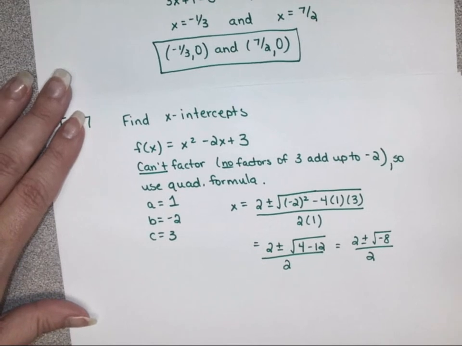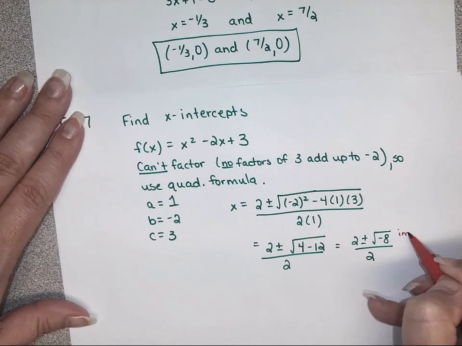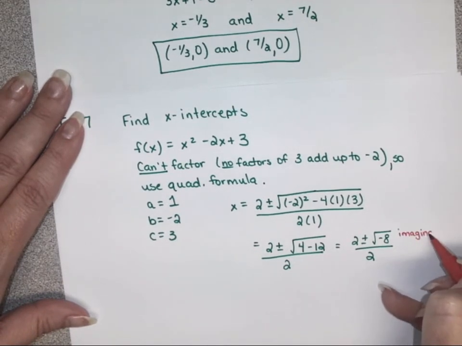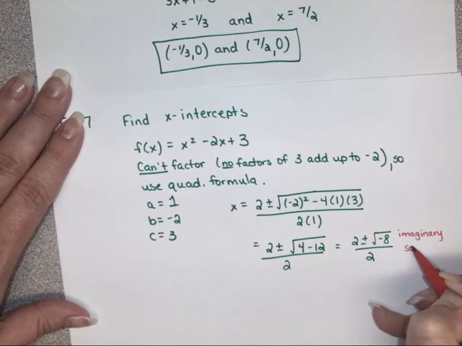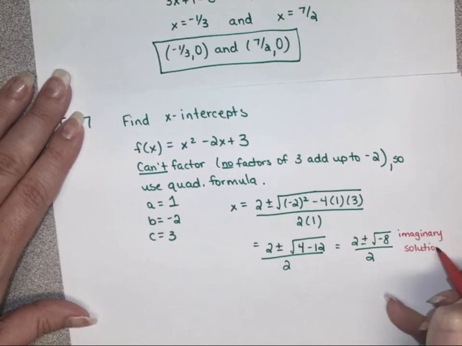So what kind of solutions are these? I want to write this down. These are imaginary solutions. Anytime you have a negative under the square root, as long as you're sure that you've done it right, it's imaginary solutions.